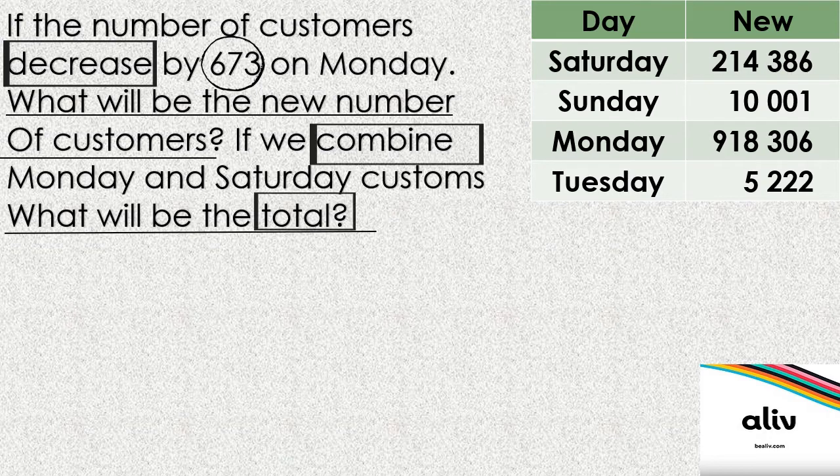In the first sentence, it says that Monday's customers were decreased by 673. It is asking for the new number of customers. It is indicating that we subtract. In the second sentence, we notice that both of our clue words, combined and total, are indicating that we add. We will add Monday and Saturday customers together. The strategy I will use for this problem is a number sentence.